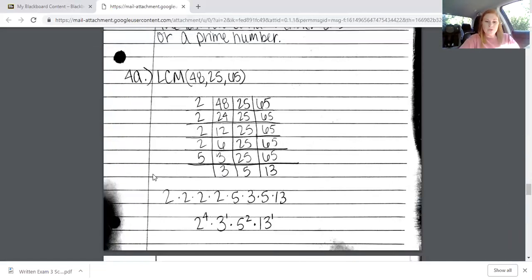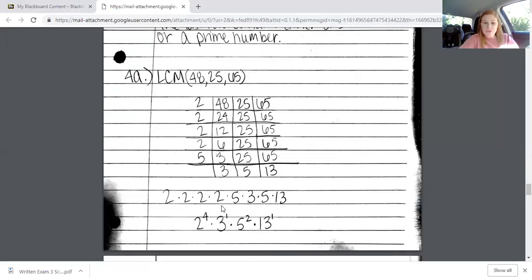So then what you do is you just list each of the numbers from this side column and this bottom row. So we have 2 times 2 times 2 times 2 times 5 times 3 times 5 times 13. And the way we can shorten that is to do exponents.